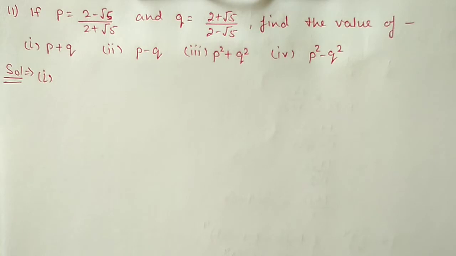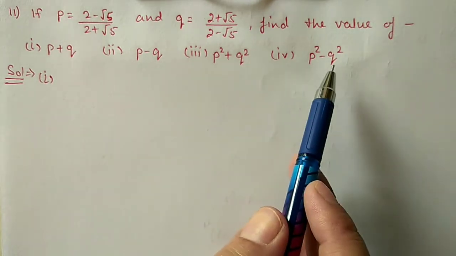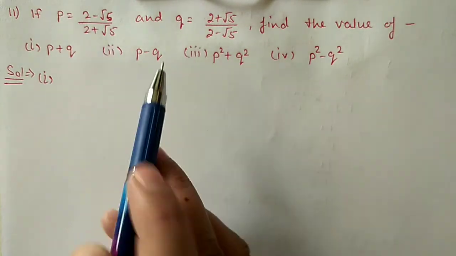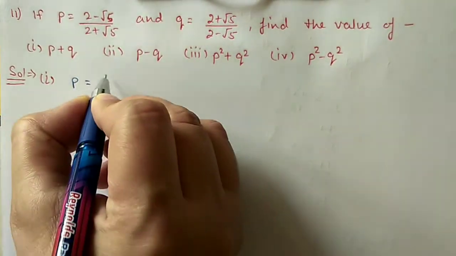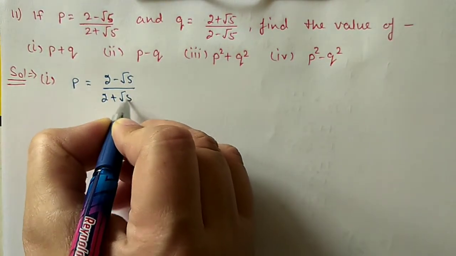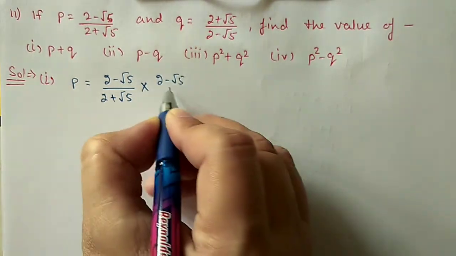Next, question number 11. If p is equal to 2 minus root 5 divided by 2 plus root 5 and q is equal to 2 plus root 5 divided by 2 minus root 5, find the value of first part p plus q, then p minus q, p square plus q square and p square minus q square. So first we will rationalize these two numbers, p and q. P is given as 2 minus root 5 divided by 2 plus root 5. So to rationalize it we need to multiply with 2 minus root 5 up and down.